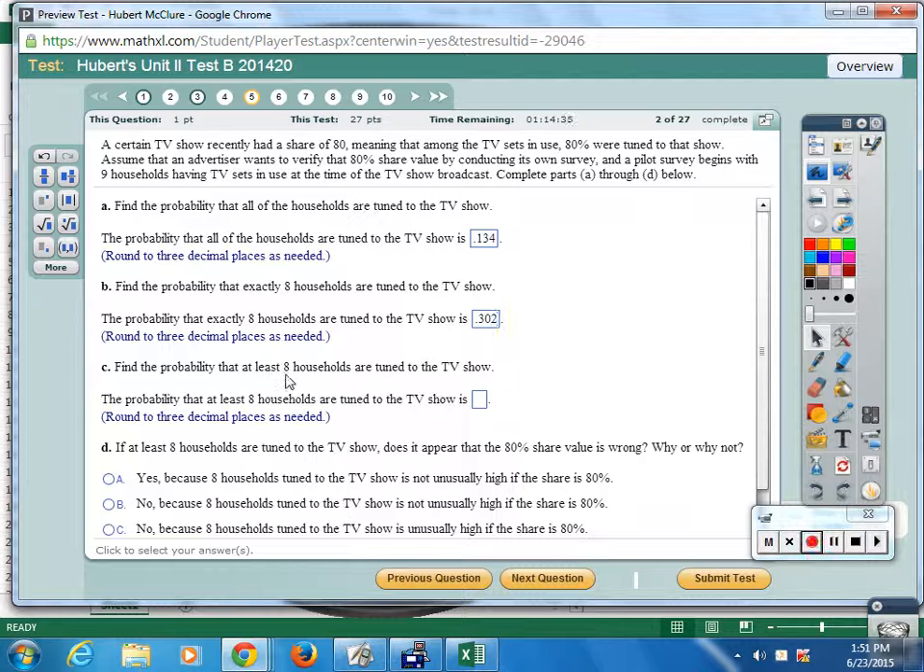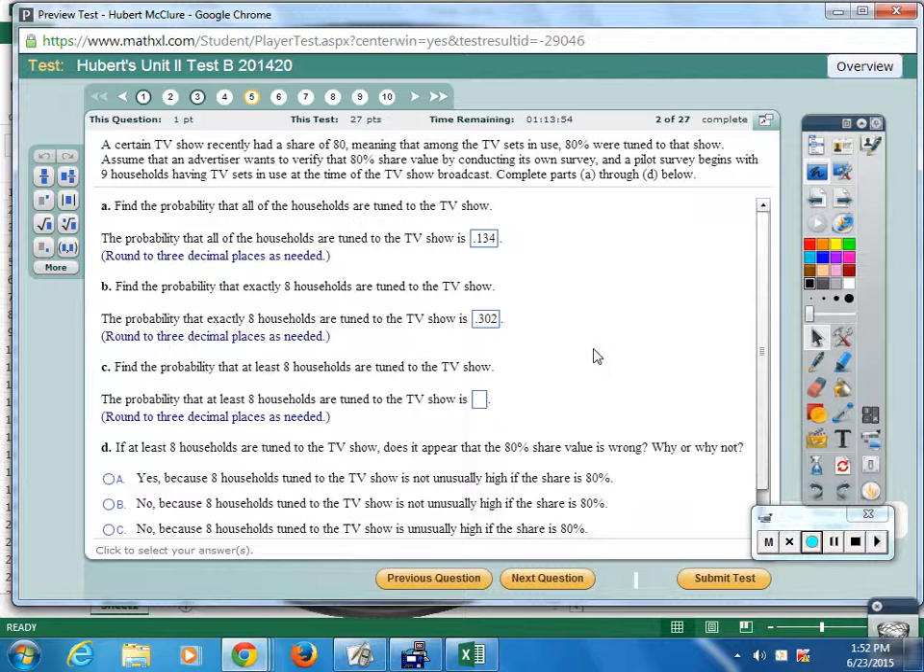Now, what does at least 8 mean? That means the lowest number is 8. So at least 8 means 8 and 9 are included. Okay, at least 8, yeah. So you could either do the complement of 1 and take away the probability of exactly 8, no, okay, 8 and 9. So you just add those 2 numbers, and that's going to be 0.436. Why would you subtract it from 1?